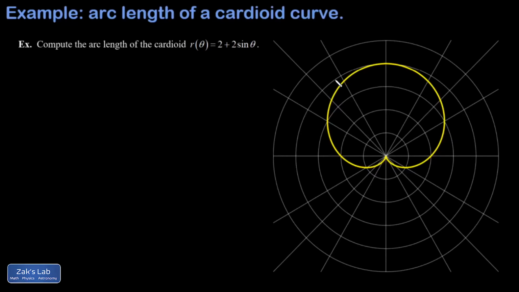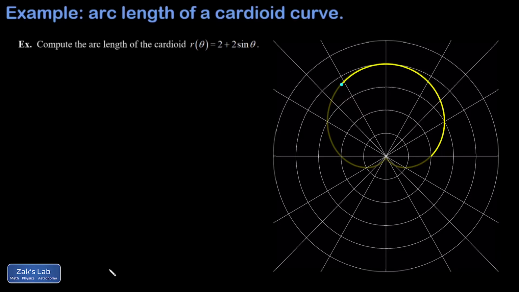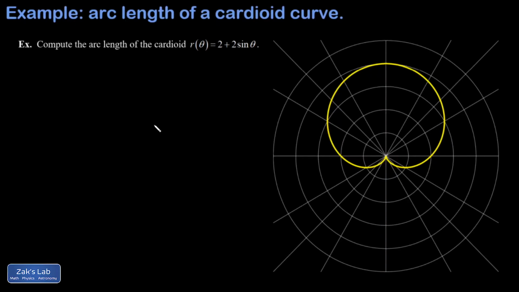In this video, we're computing the arc length of the cardioid r of theta equals 2 plus 2 sine theta. And just so you have a sense for how the thing is graphed, we'll run an animation real quick. So that animation runs from 0 to 2 pi. But it's important to realize that we could start at negative pi over 2 if we wanted.